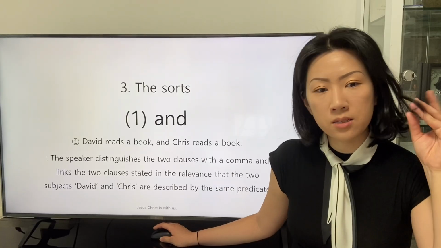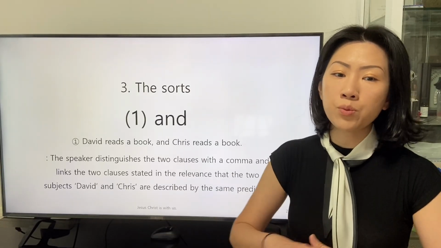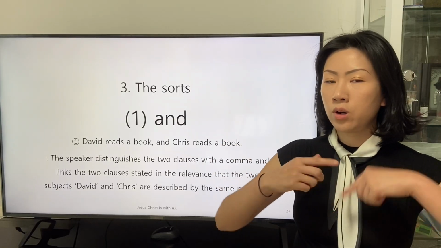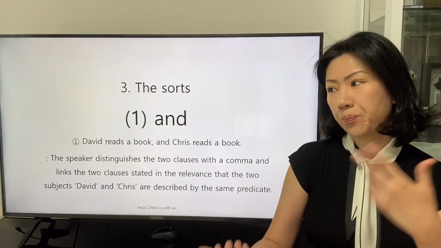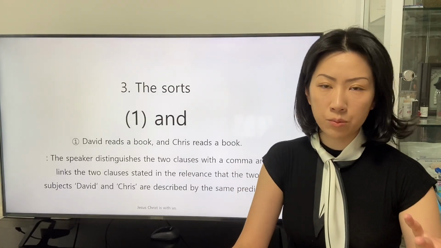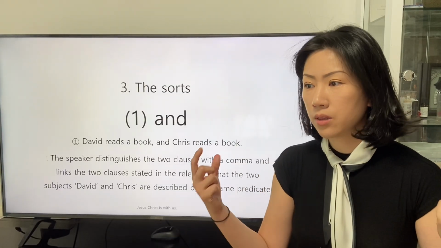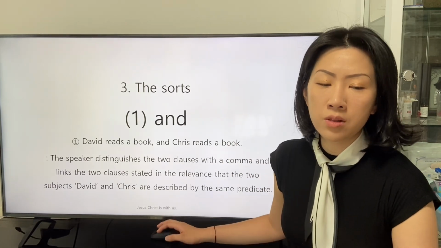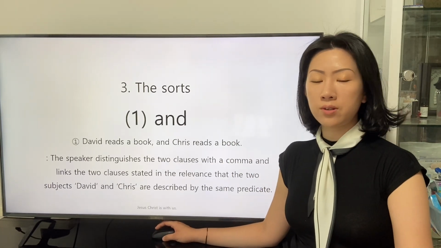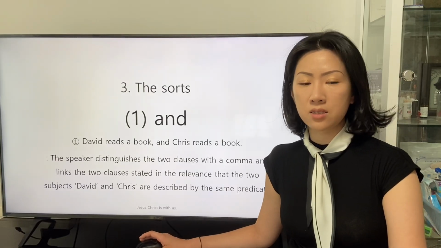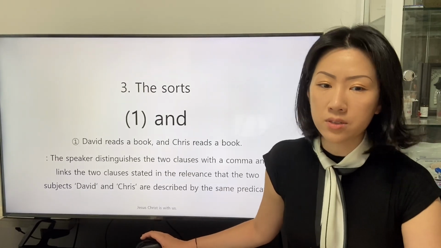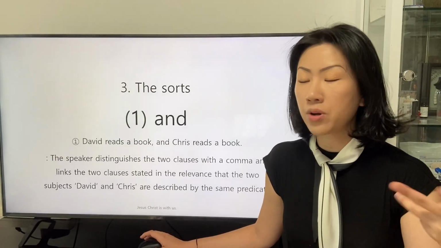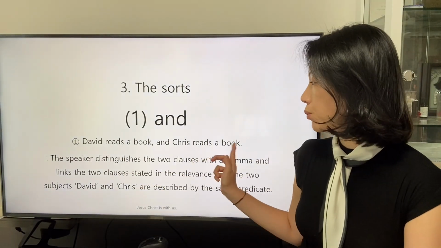There is a sentence. David reads a book and Chris reads a book. This can be the other example that we frequently apply the abbreviation of the repeated part. The speaker distinguishes the two clauses with a comma and links the two clauses stated in the relevance that the two subjects, David and Chris, are described by the same predicate. Reads a book, reads a book.